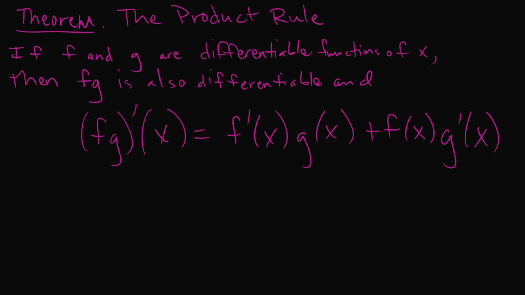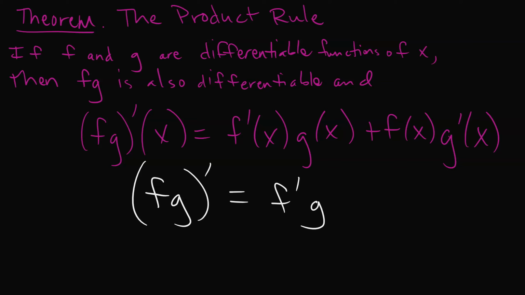So the product rule says that if f and g are both differentiable functions of x, then their product, f times g, is also differentiable, and the derivative is given by the following. So the derivative of the product is the derivative of the first function times the second function plus the first function times the derivative of the second function. Let me write that without the parentheses just to make it a little easier to see. There's a whole lot of parentheses in that above expression. So the derivative is the derivative of the first times the second plus the first times the derivative of the second.